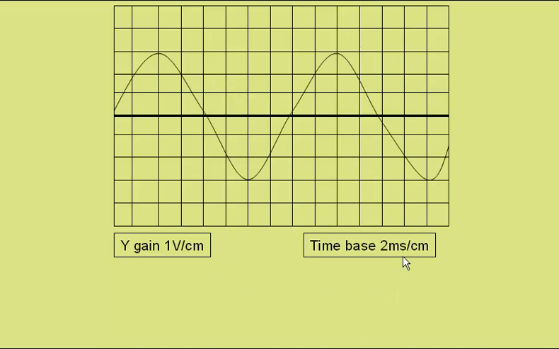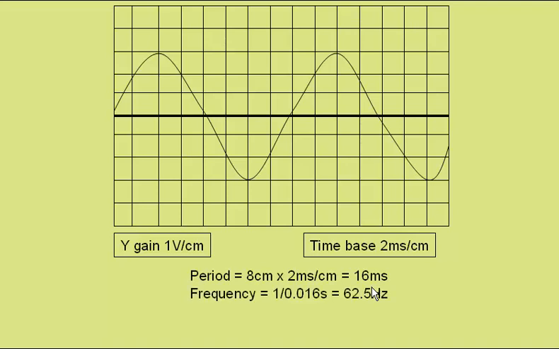Now the time base is 2 milliseconds per centimeter, and the period of 2, 4, 6, 8 centimeters multiplied by 2 milliseconds per centimeter, giving a period of 16 milliseconds. Frequency is 1 over time period, 1 over 0.016 or 62.5 Hz.